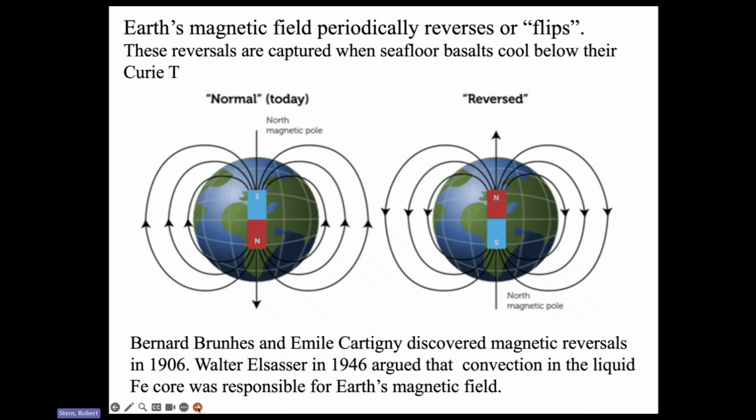Reversals were discovered by two Frenchmen, Bernard Brunhes and Émile Cartignet, in 1906. And it was Elsasser in 1946 who argued that convection in the liquid iron core was responsible for Earth's magnetic field. And you can see here we've got a normal polarity, and here's a reversed polarity, right? The magnetic field lines are the same, except the magnetic north is in a different direction, right? Here.